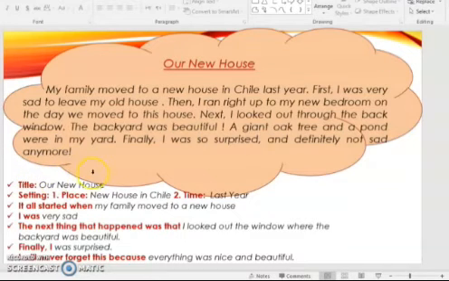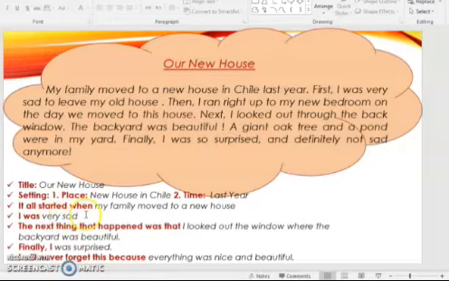So the title is Our New House. The setting is the place, a new house in Chile, and the time, last year. So it all started when my family moved to a new house. So the setting and when it all started, this is what we included in the topic sentence. So setting and what happened.